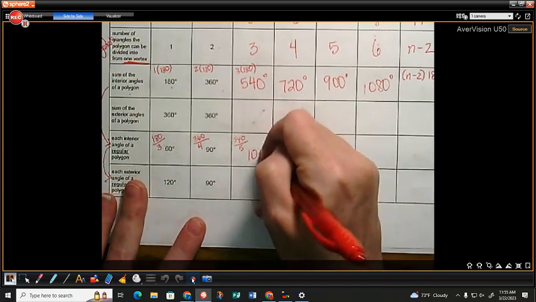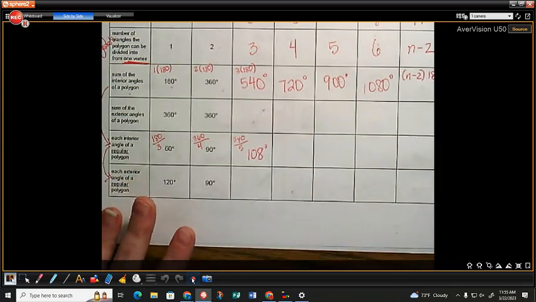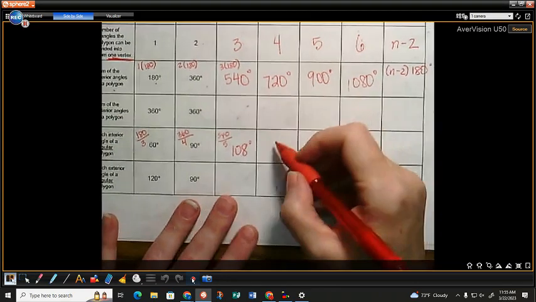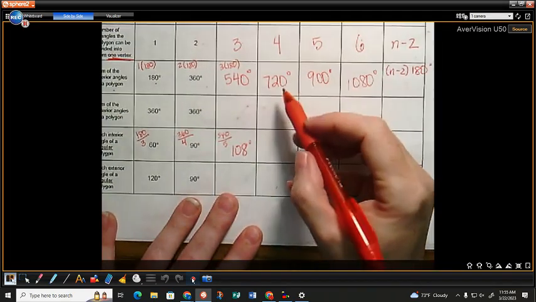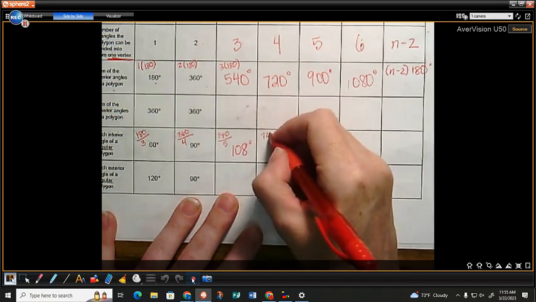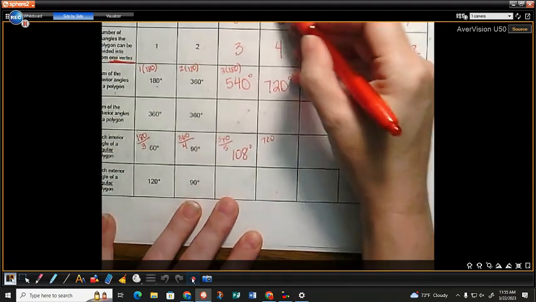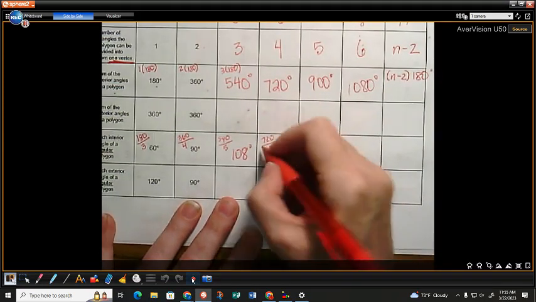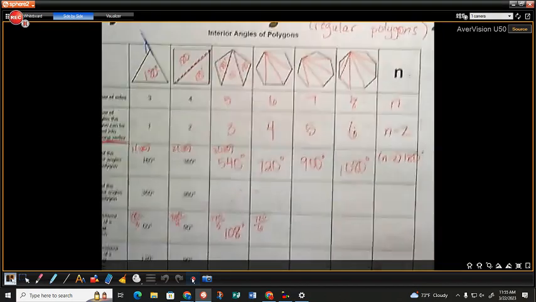It's 108. Okay? So for a hexagon, we know the sum of all its angles is 720. But if I want just one of them, I need to divide it evenly by the 6 angles that are in there. And so what do you end up with?